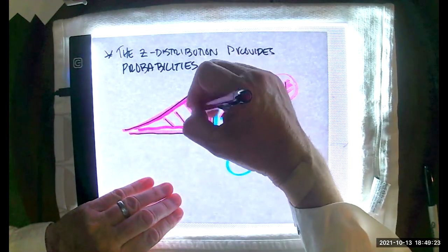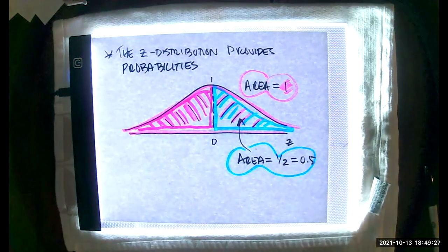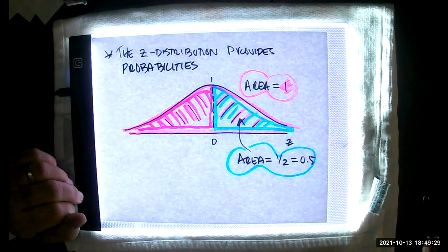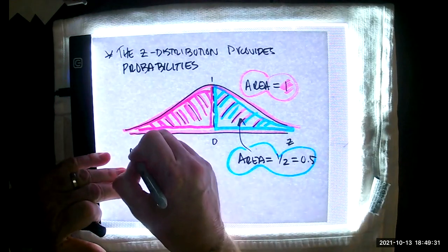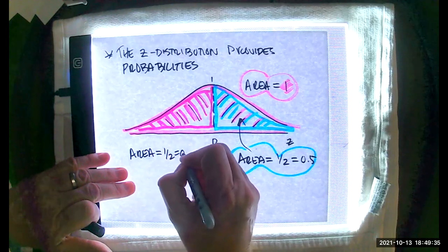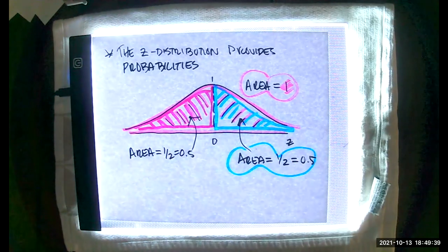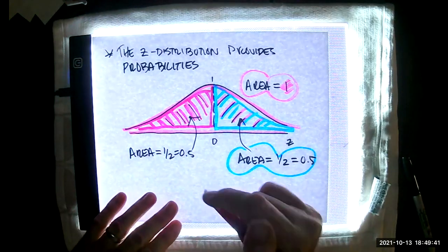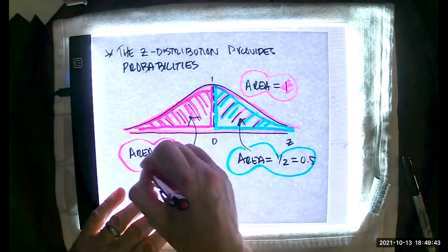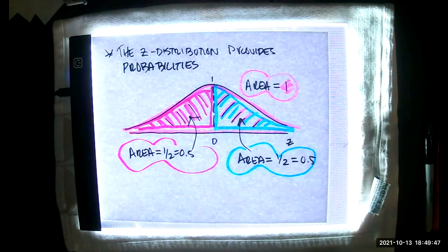oh, look at those colors. I don't know if it's too much. There we go.